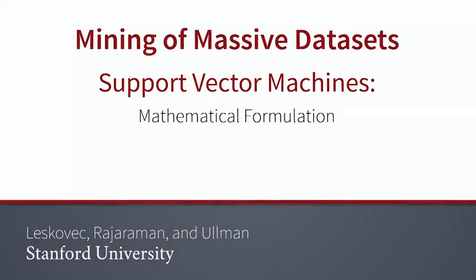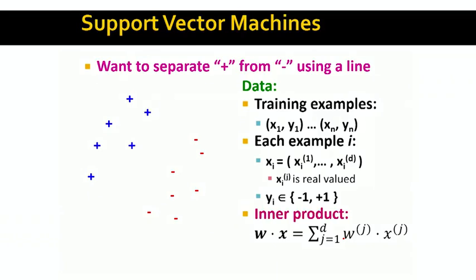So now, given that we know what we want to do, the question is, how do we define the support vector machines classifier? Intuitively, our goal is to separate pluses from minuses. We want to separate spam email from non-spam email. And the way we will do this is the following.